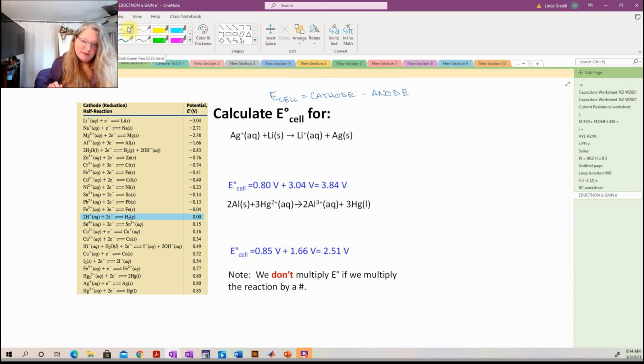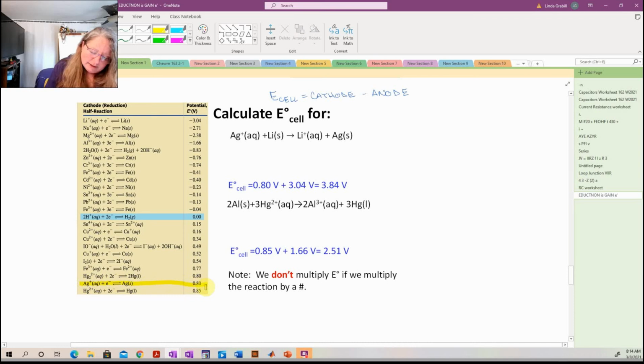Let's do some math with this. We're going to use our table of values to figure out how much potential is available in our cell. So what we're going to start with is just looking at the table. Where does silver live? I can look on my table and ask, okay, where is silver? Silver, silver, silver. Here it is.